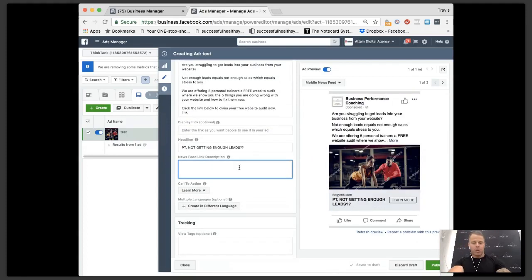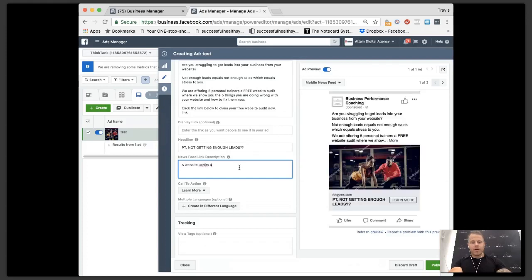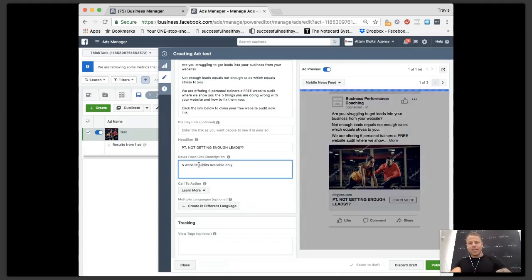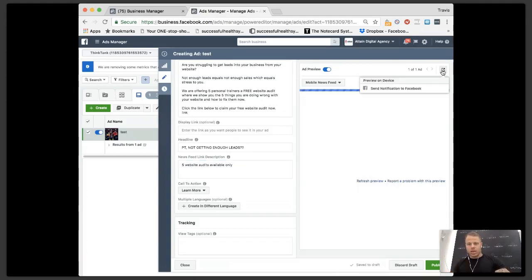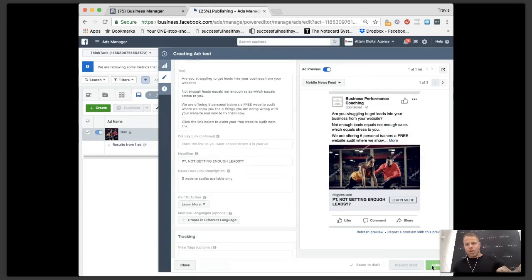Newsfeed description. It could be like five website audits available only. So with this, I have an ad. You can see it over here, team. You can see exactly what it looks like. They're struggling with their leads, they're not getting enough quality leads, and so on. And this is what it looks like, and that will get marketed. And I'm going to press publish, and all of a sudden I have a live ad.